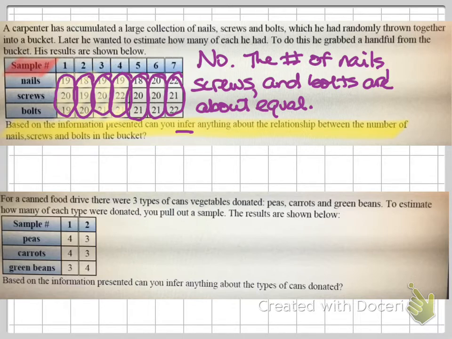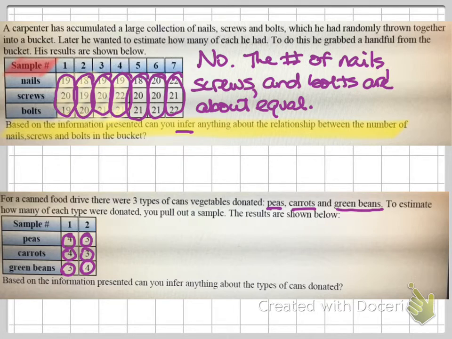Let's look at number 2. For a canned food drive, there were 3 types of canned vegetables donated: peas, carrots, and green beans. To estimate how many of each type were donated, you pull out a sample. The results are shown below. In sample 1, there were 4, 4, and 3, and in sample 2, there was 3, 3, and 4. Based on the information presented, can you infer anything about the types of cans donated?